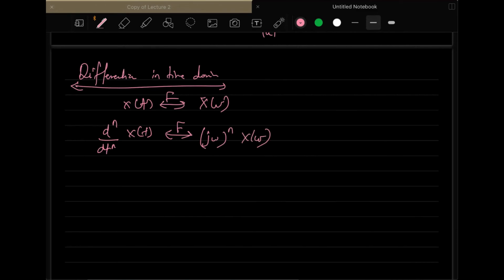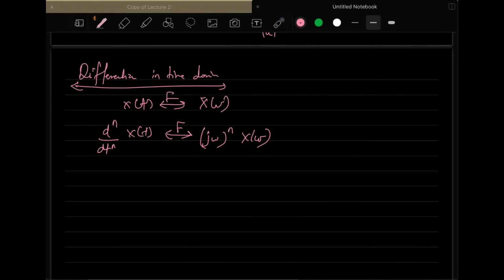So this is basically the differentiation property, where if you are taking the nth differentiation of the input signal x(t), the corresponding frequency counterpart will be that your spectrum x of omega is multiplied by the factor of (j omega) to the power n, where n is the same power with which you are differentiating the time domain signal.